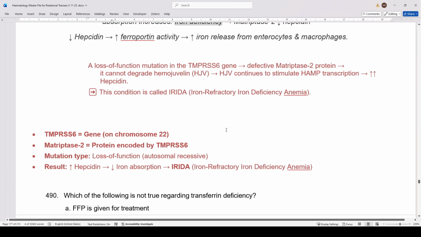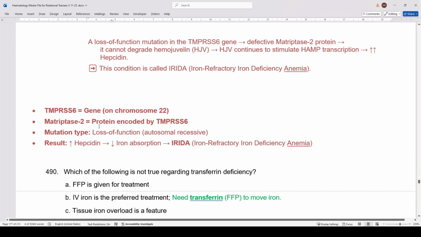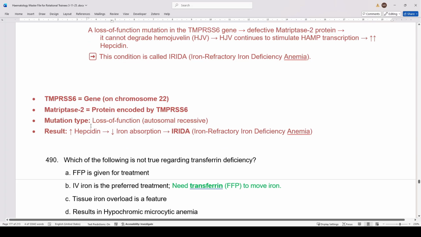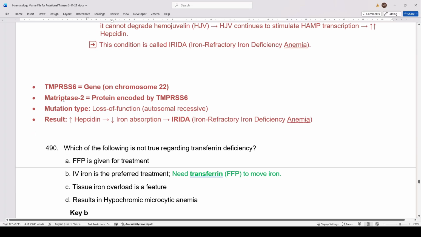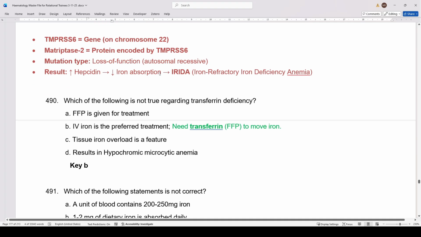Just to revise this concept, TMPRSS6 is the gene on chromosome 22. There is a mutation in this gene, so after mutation we have loss of function or reduced function of matriptase 2. And this type of mutation reduces its function, so we call it loss of function, and it is an autosomal recessive condition. In this case, hepcidin will be increased and iron absorption will be decreased. So this is IRIDA. I hope you get the concept here.